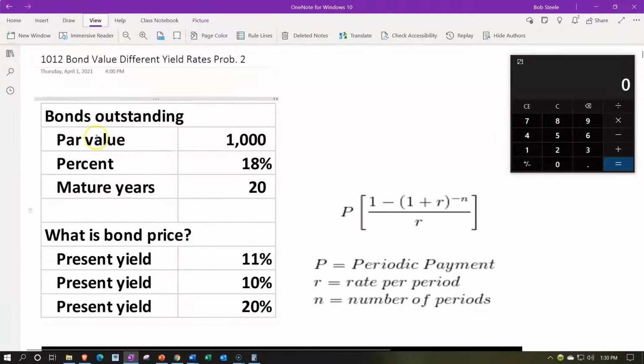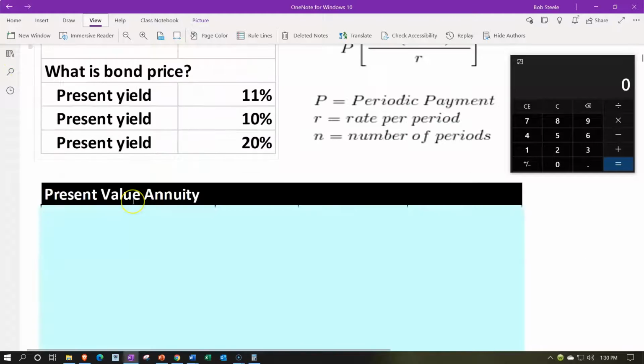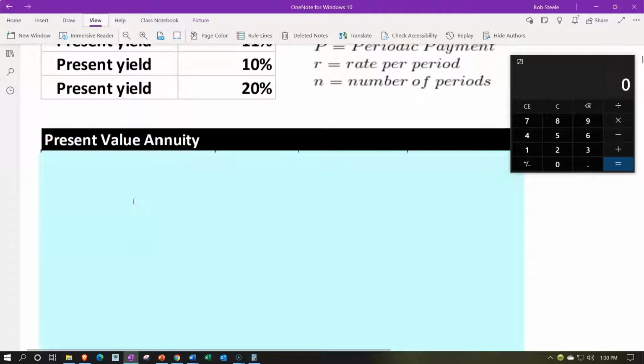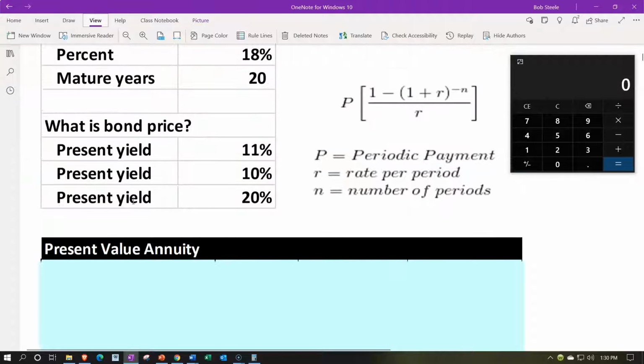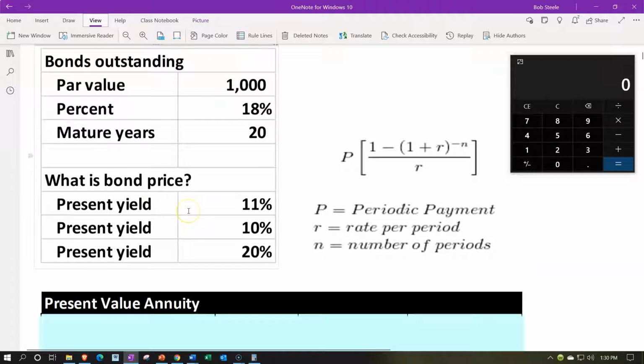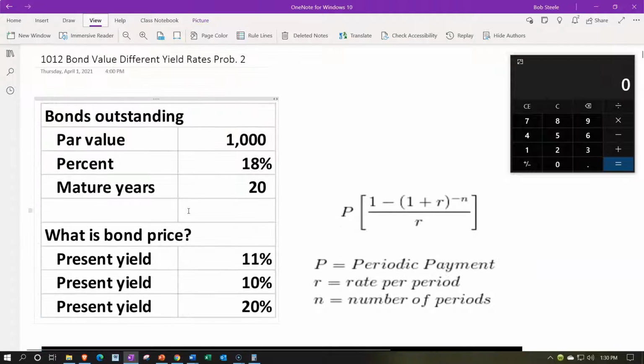Closing this back out, we're going to have our information up top. We're going to populate that information into the area down below. We will run multiple different scenarios using different market rates. So for our baseline starting scenario, we're going to have the bonds outstanding. Par value is going to be the 1,000. The percent is going to be the 18%.